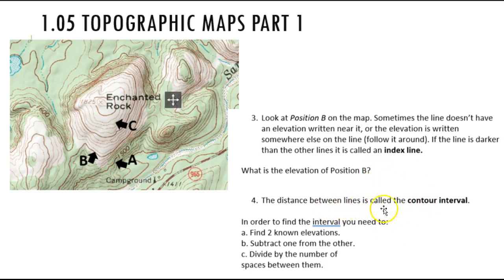Now, the distance between lines is called the contour interval. And for this one, we have not been given the contour interval, so we have to find it. In order to do that, we need to find 2 known elevations. It just so happens we know A and B. We just found those. So we're going to subtract one from the other. So what we'll do is subtract A and B. Our higher elevation was 1,600, so we'll put that on the top. And we'll subtract B, which is 1,500.